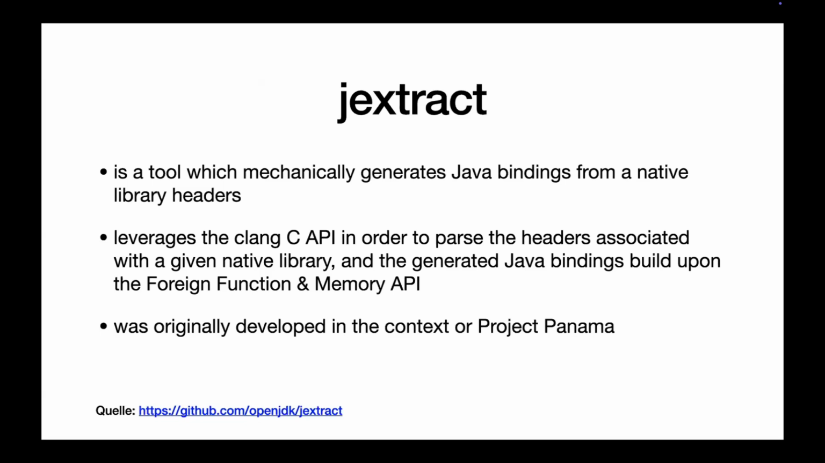And so your code will be less talkative. You just use these helper functions and helper classes, which are generated for you. You could argue, why is it not part of the foreign function memory API? This was a decision made by the developers that the tool will stay as a separate tool, at least for the time being.